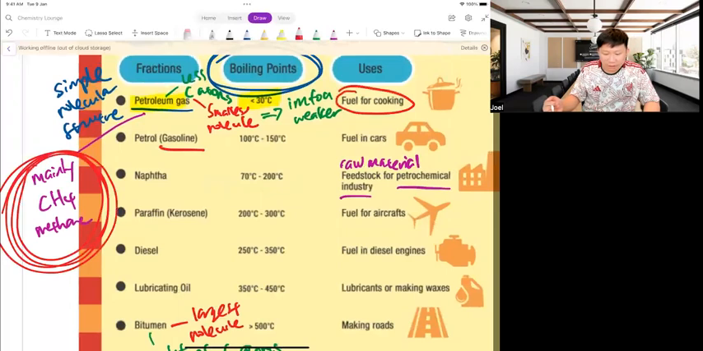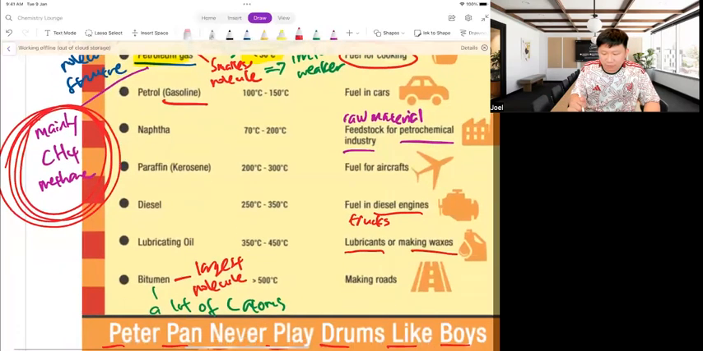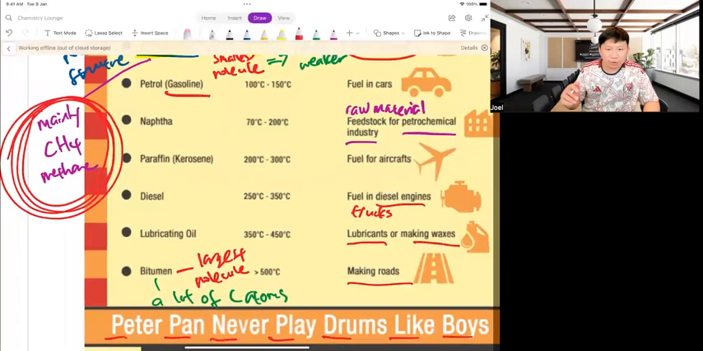Paraffin or kerosene is for aircraft. Diesel is for diesel engines like trucks, and some taxis, but taxis are moving towards either hybrid or petrol. Lubricating oil is for making lubricant and wax. Bitumen is for roads. Another thing that we learn for roads is called molten slag, in the chapter on blast furnace.